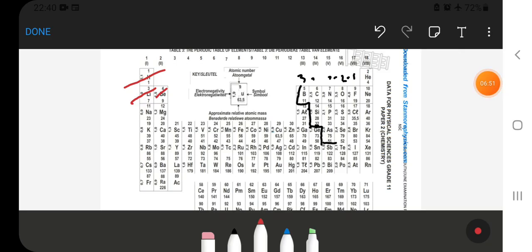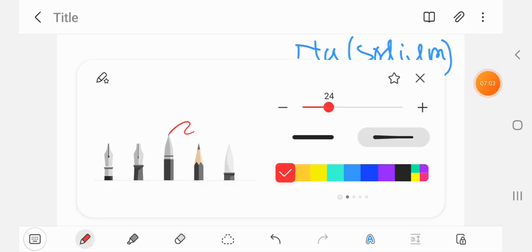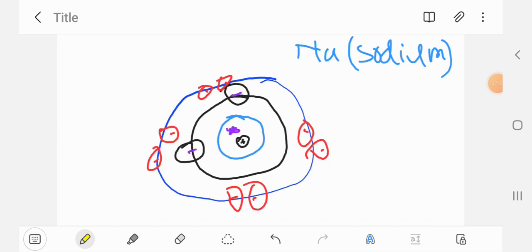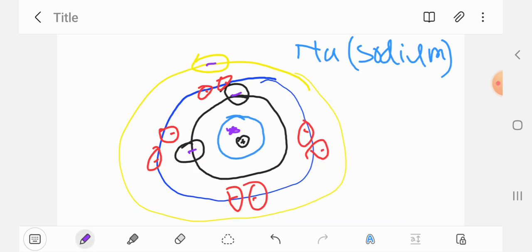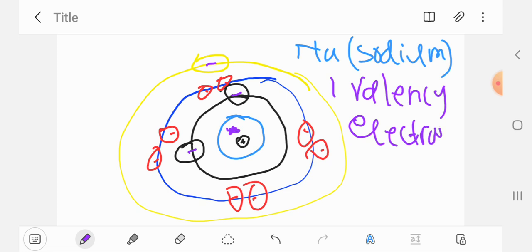Now we still have the last row to get to sodium. Now in this last row we cancel 1. The one that we cancel, it's the sodium. So here we will just have this outer one and then just write 1. So meaning it has 1 valency electron, but the goal is for it to have 8, which means it should be fully surrounded.